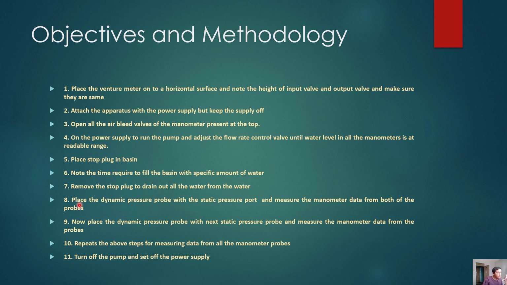At eight, we place the dynamic pressure probe with the static pressure port, and then we put the dynamic pressure probe with a different, next static pressure probe, which means just changing it. We repeat the steps to measure the data from all the manometer probes, so we just keep changing the static pressure port, and we turn off the pump and the power supply, and that's it.